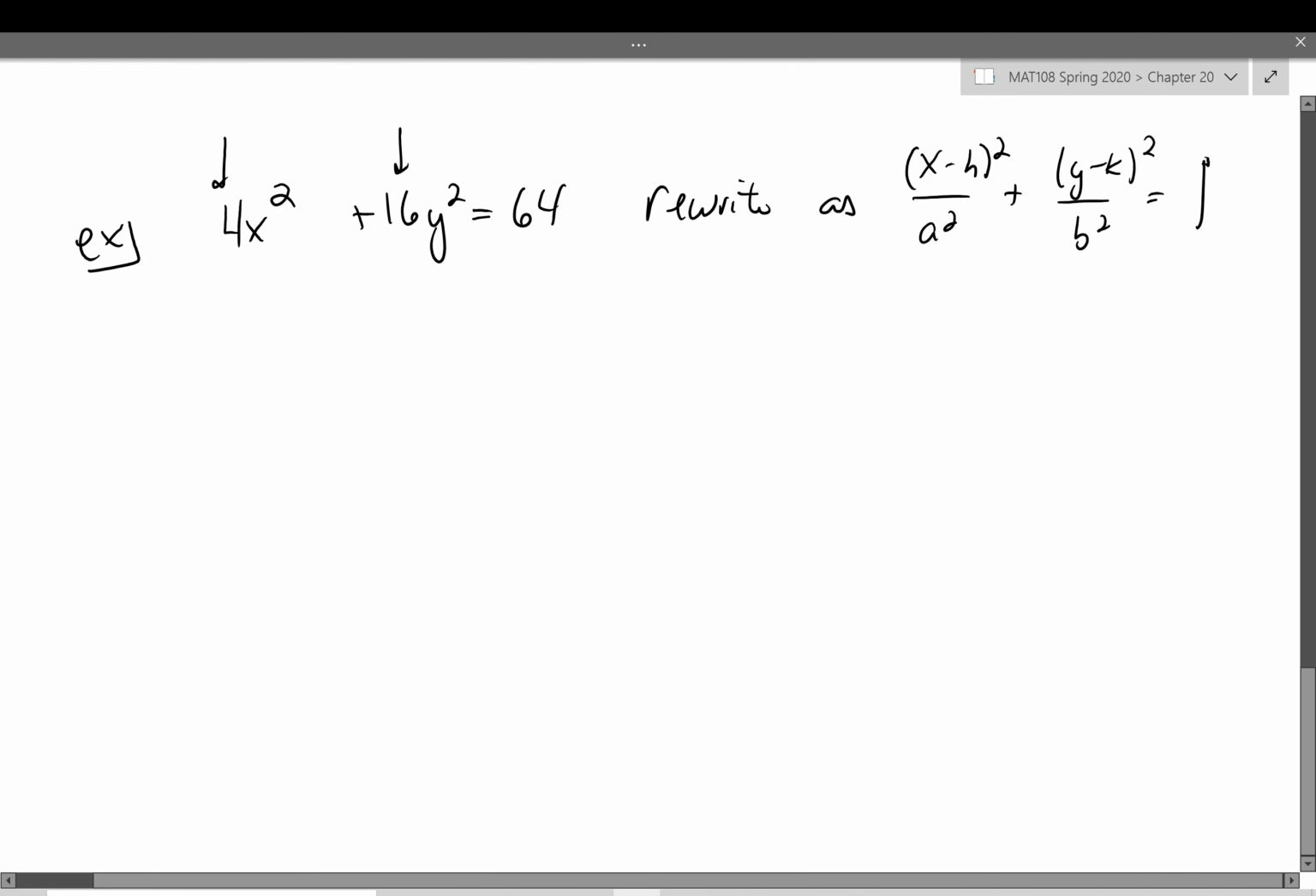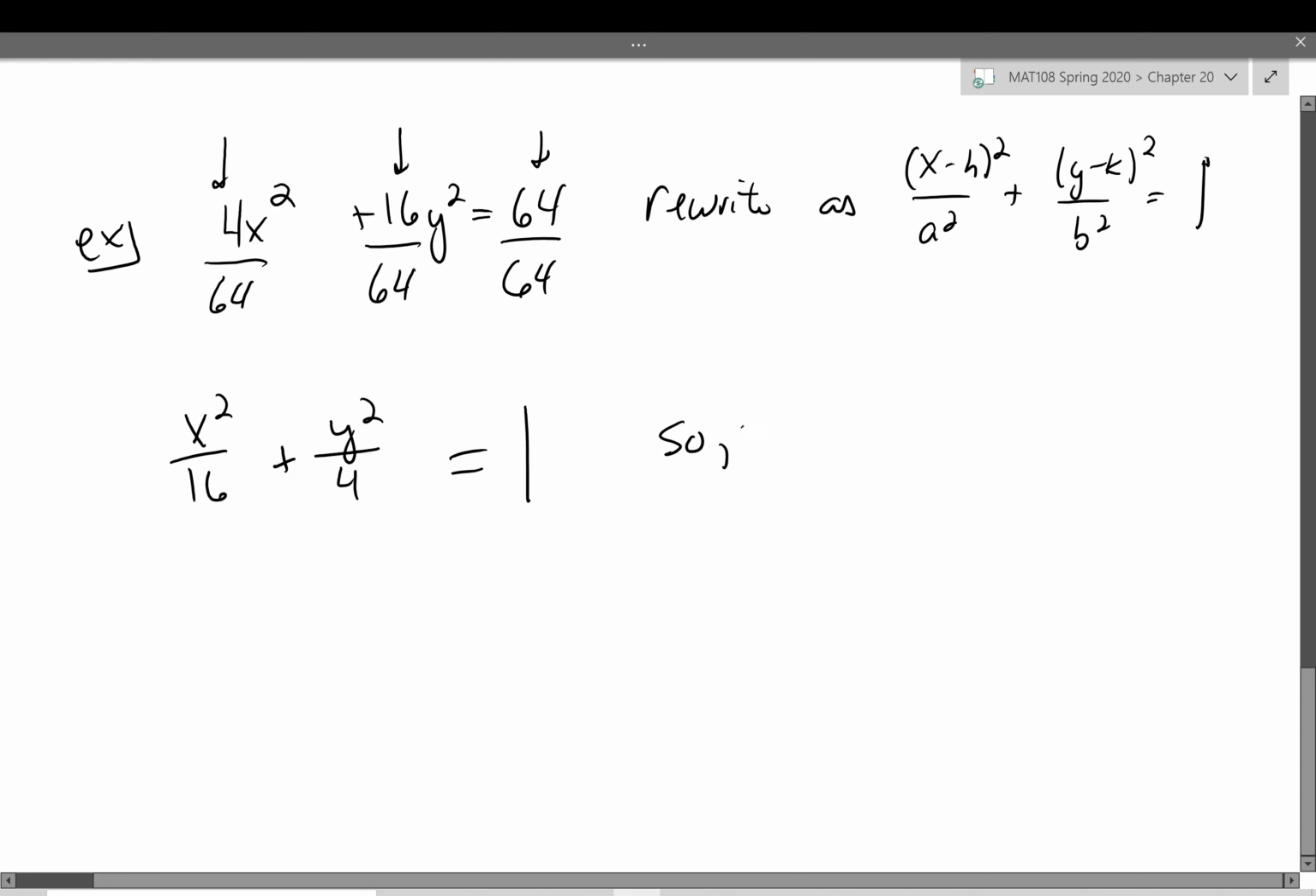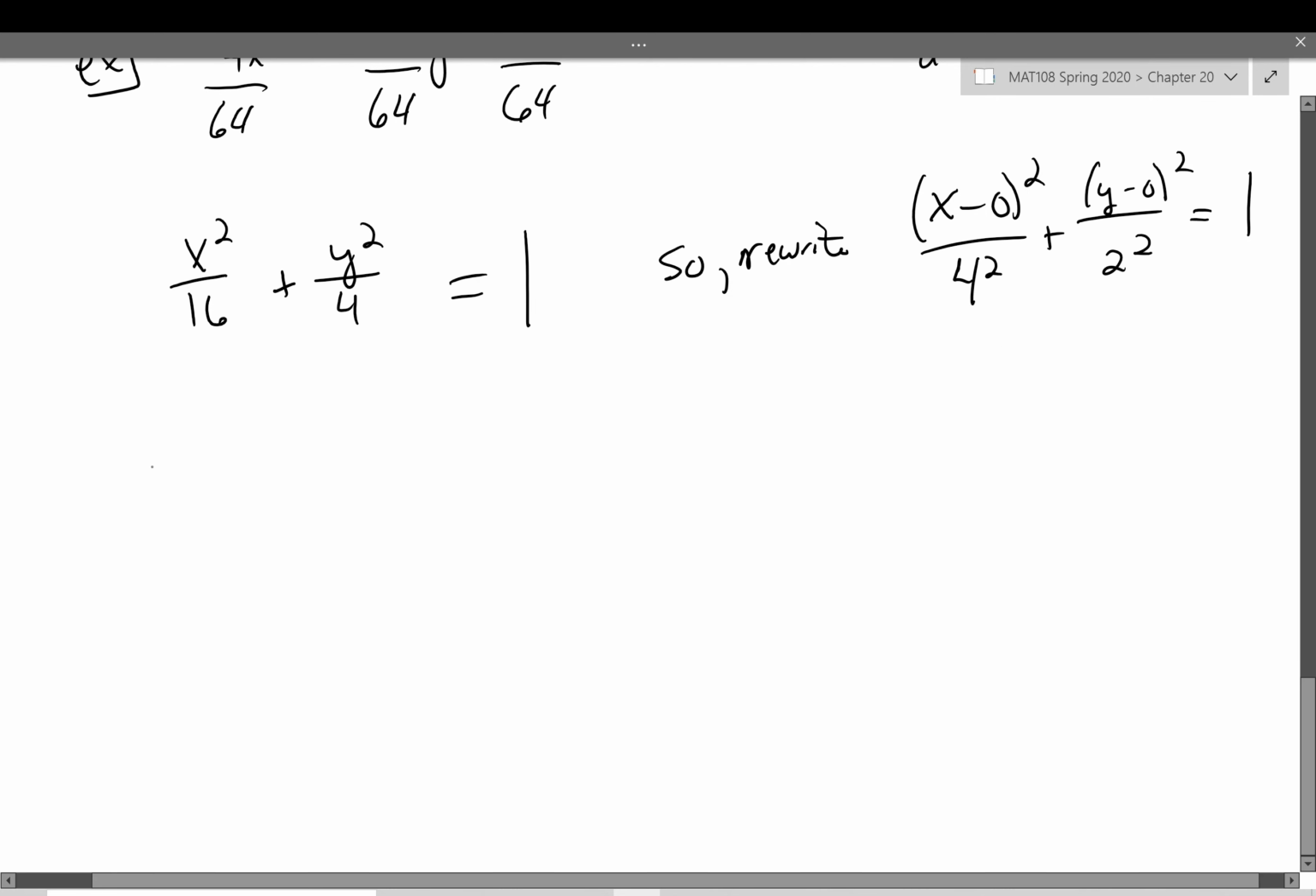What I'm going to do is look here at this 64, and divide everything by 64. Notice that gives me 1 on the right-hand side, which is what I want. And on the left-hand side, 4 divided by 64 just happens to be 1/16, and 16 divided by 64 just happens to be 1/4. So let's rewrite as x minus 0 squared all over 4 squared plus y minus 0 squared all over 2 squared equals 1. So here we can see that our center is at 0, 0. Okay? A is going to equal 4, and B is going to equal 2.